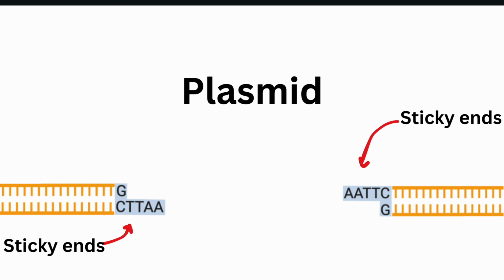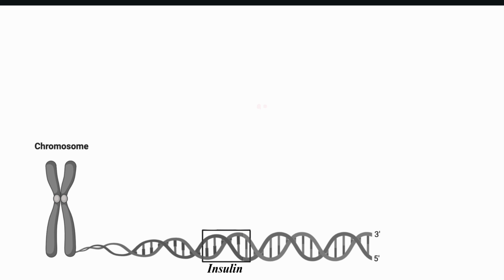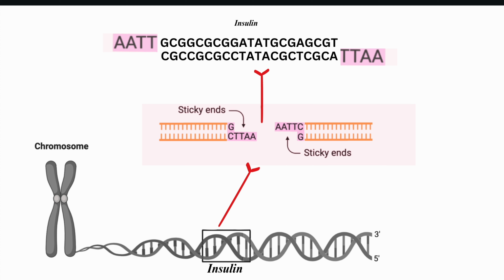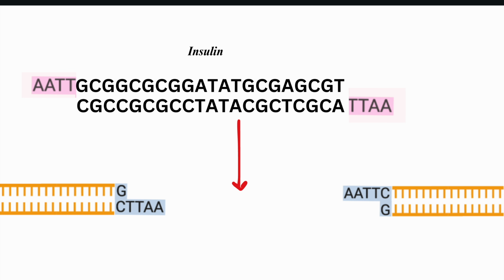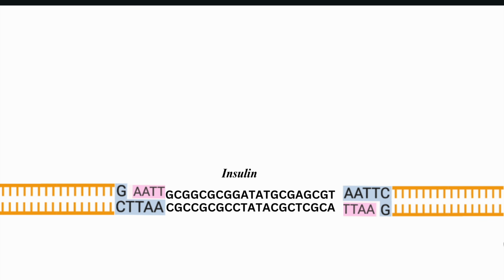But for that to happen, we need to isolate our insulin gene, which we did before, and then find that same sequence both upstream and downstream of the insulin. By doing this, we're going to isolate our insulin with the same sticky ends that's going to allow us to stick them inside the plasmid. So now that we have isolated our insulin, all we need to do is to insert it into our plasmid using the enzyme DNA ligase. And after inserting our insulin into our plasmid, we're done with the second step of our to-do list.